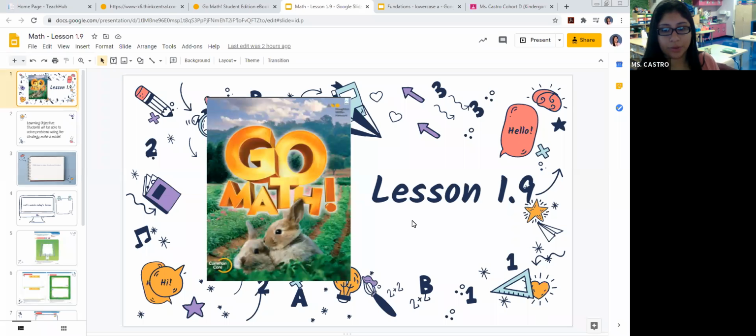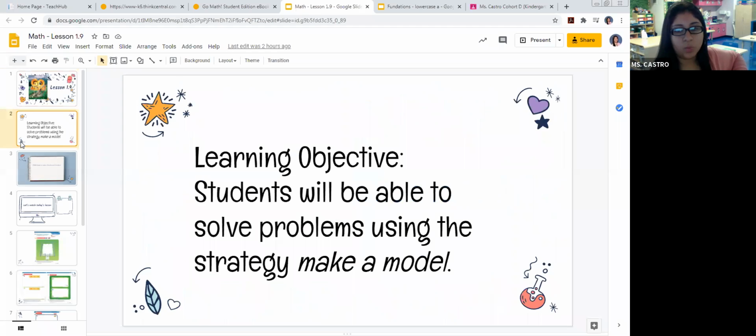So today in math, we're working on lesson 1.9. With lesson 1.9, we're going to be able to solve problems using the strategy called make a model. Today in math, we're actually going to be doing some problem solving. When we problem solve, that means that we listen to the problem and we show our work in our books and explain how we get our answer.